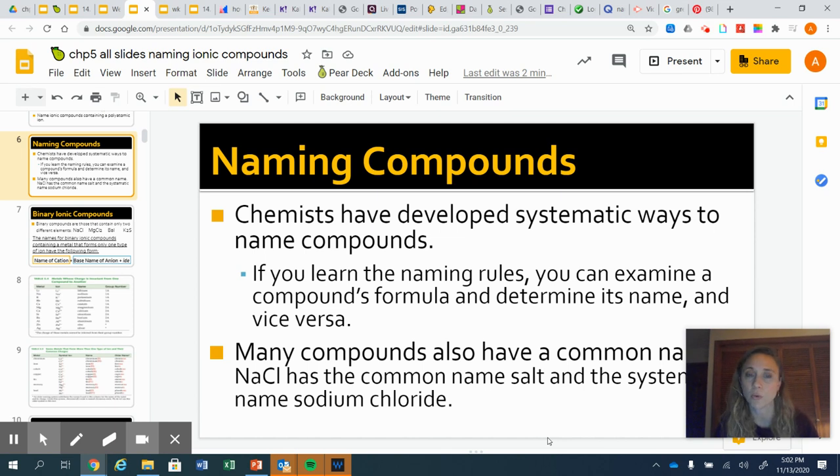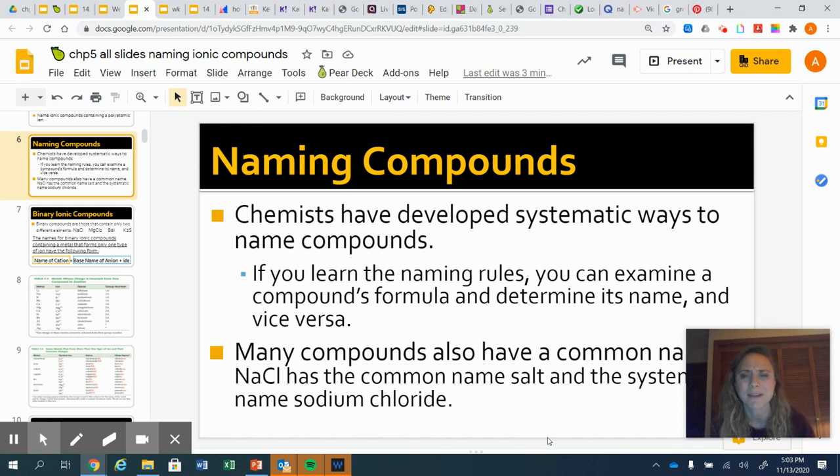Okay, we're going to do a real quick review of naming compounds. First we have to determine what's in the formula so we know how to name the compound. Chemists have systematic ways to do this. So if you learn the naming rules, you can use the compound's formula to determine its name, and you can also determine its formula from the name.